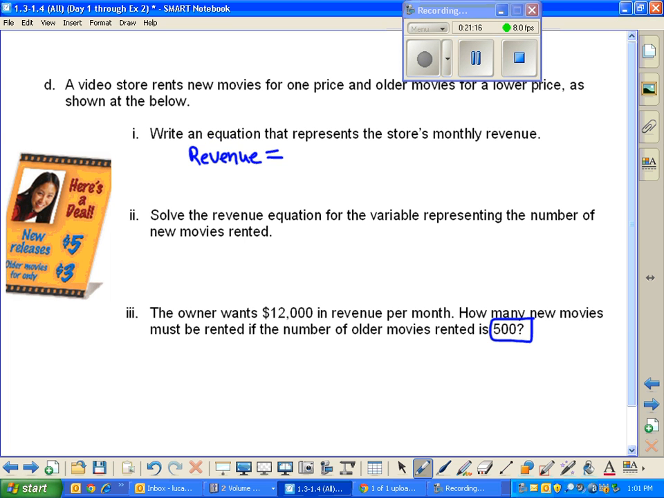So it's going to be the amount of money earned from new movies and add that together with the amount of money that we earn from old movies. So in every equation we've studied so far in this class, you're doing a dependent variable equals something plus something else. That's the pattern that you're seeing, kind of like a linear pattern.